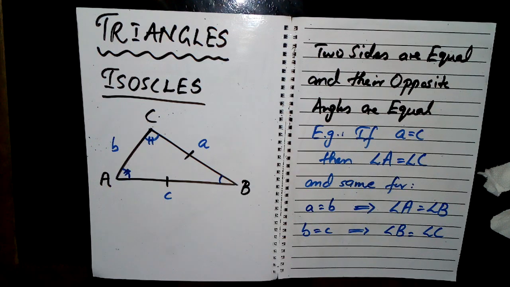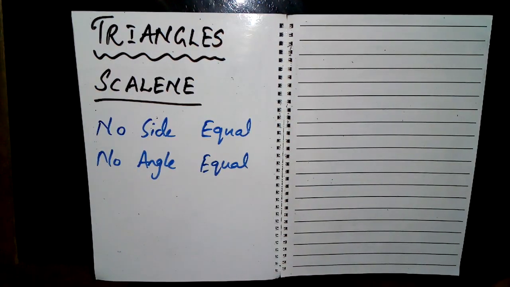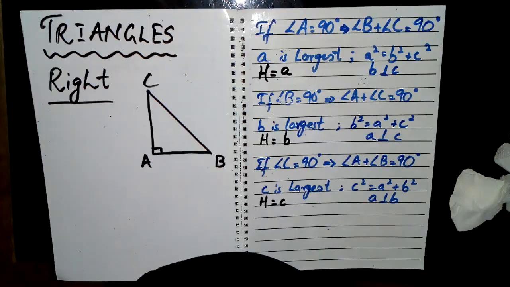Now the easiest of the triangles is the scalene triangle. Nothing is equal, no side is equal, no angle is equal. It is the very easiest of the triangles.